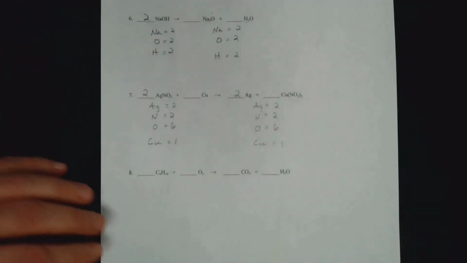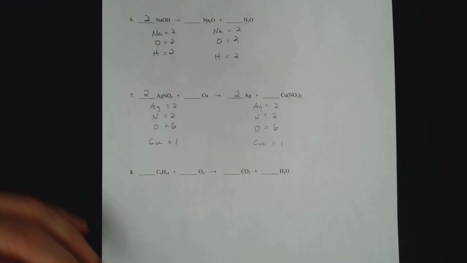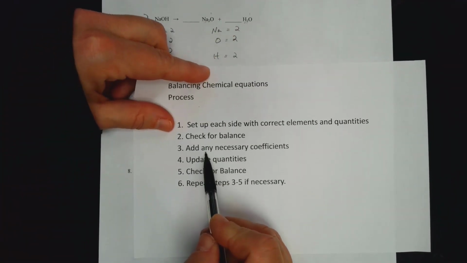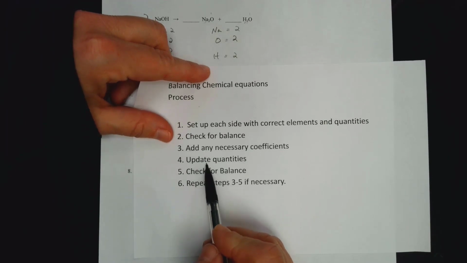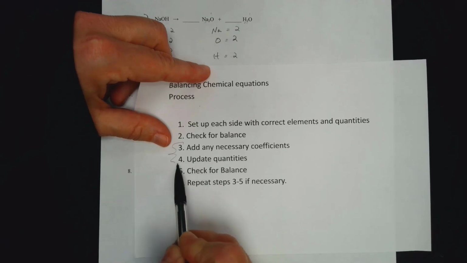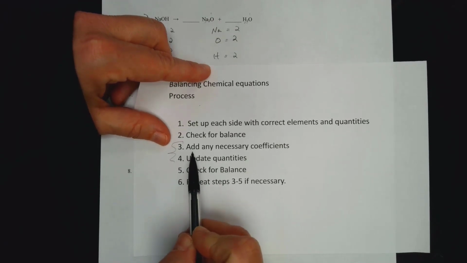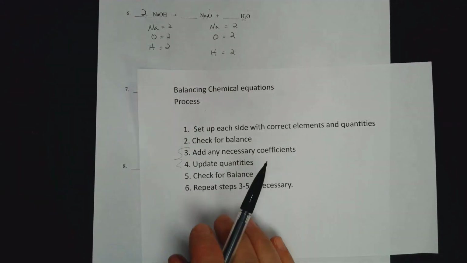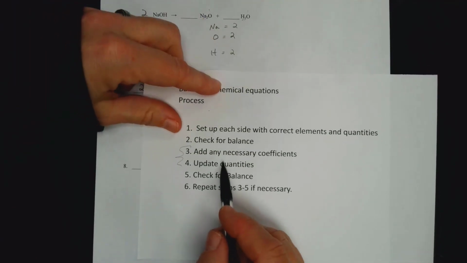So again, you guys, my process is always the same. Okay? Set up each side, check for balance. Add any necessary coefficient that I see, and then update quantities and check for balance. These 2 things, you guys, are probably the most important step, because anytime I add a coefficient, the next thing I have to do is update quantities. Then I check for balance. These 2 things are huge, because sometimes what happens is students want to skip the updating of the quantities. They simply want to just jump to the end. Take the time to go through the process.